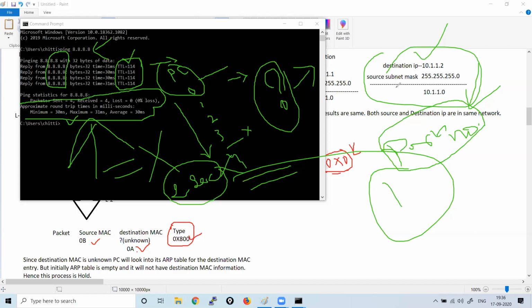So you need to be sure with this thing. This is the way you need to put a question to yourself. Only then you'll understand the process. Very easy. It's very easy.